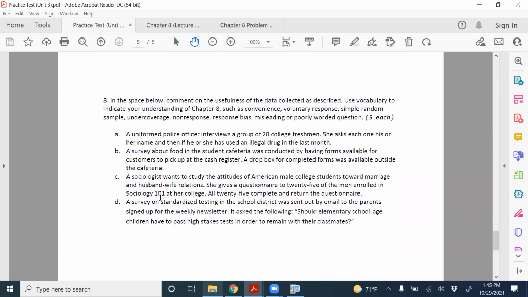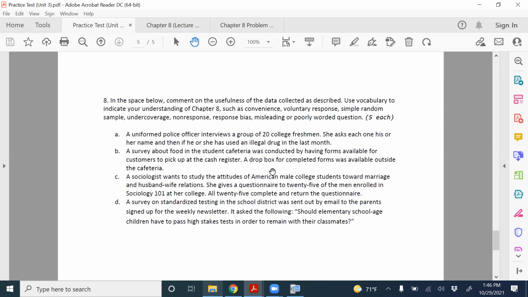And then number 8 is asking you to talk about bias, misleading, poorly worded questions. So comment on how useful each statement is. So let me do one of these for you guys. We'll do part A and I'll have you guys try the other ones. A uniformed police officer interviews a group of 20 college freshmen. She asks each one his or her name, and then if he or she has used an illegal drug in the last month.